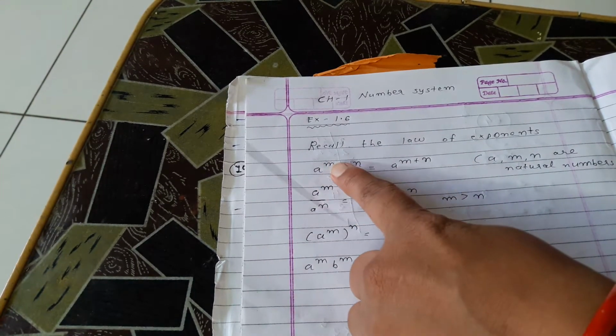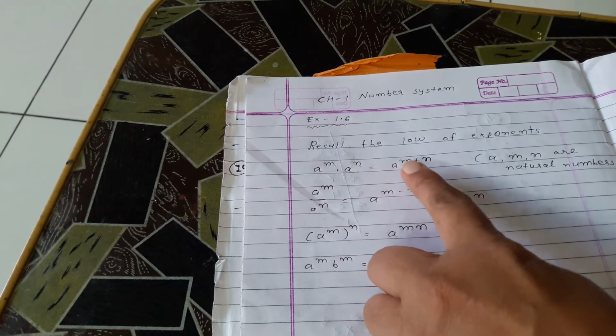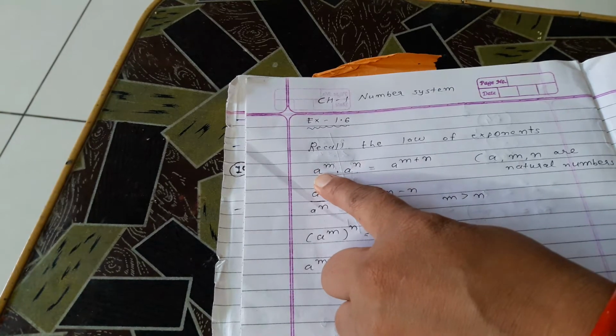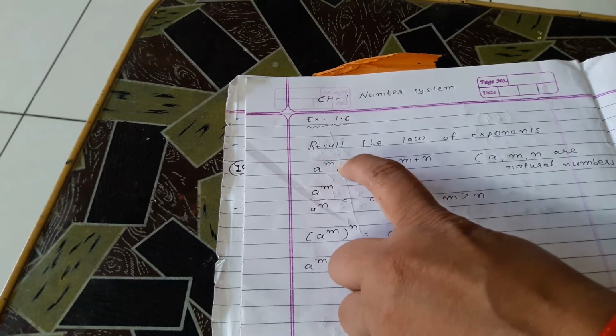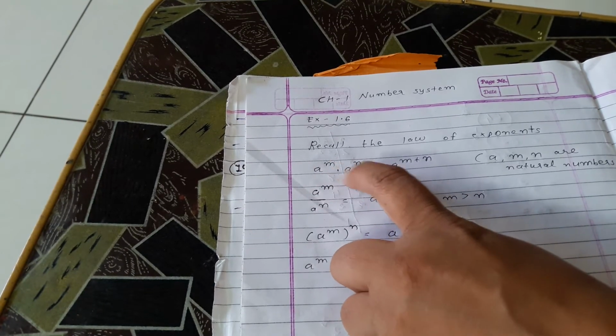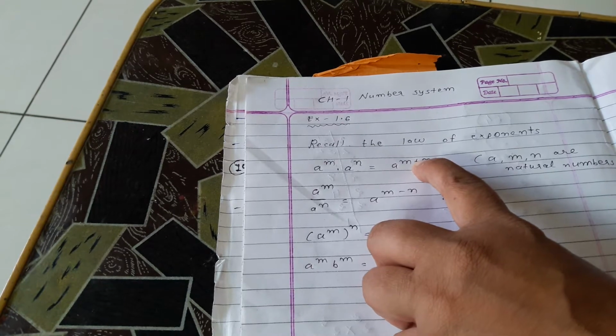Now a raised to m into a raised to n equal to a raised to m plus n. Here a is a base and m and n are exponent. So a raised to m into a raised to n equal to a raised to m plus n.